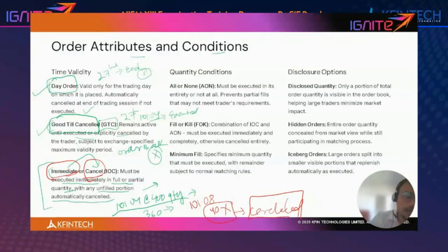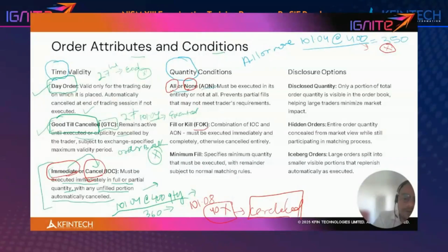This was the time condition. Now we'll see the quantity conditions. AON is all or none. Taking the same example, we placed an order at 101.04 for 400 quantity. Now all or none means if out of 400, say only 350 are getting executed, this will not be accepted. Why? It is saying either execute all or don't execute at all. So either exactly 400 will get executed or none of them.